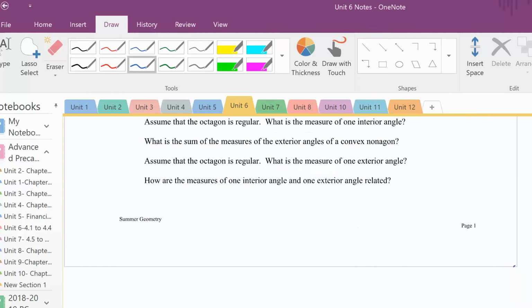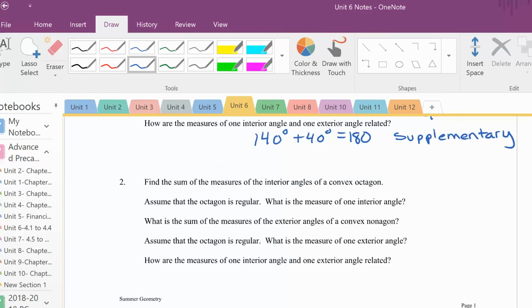So keeping that in mind, we'll answer the next question. Find the sum of the measures of the interior angles of a convex octagon. An octagon is 8 sides, so 6 times 180 is 1,080 degrees. Assuming that it's regular, find the measure of one interior angle. Well, 1,080 divided by 8 is equal to 135.